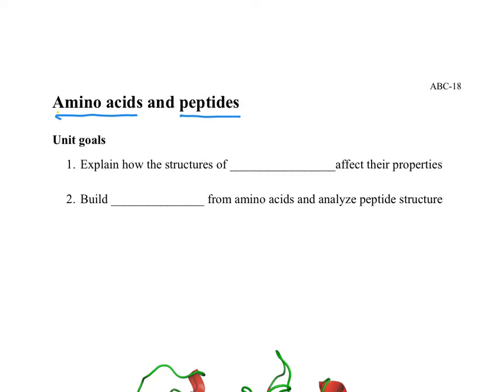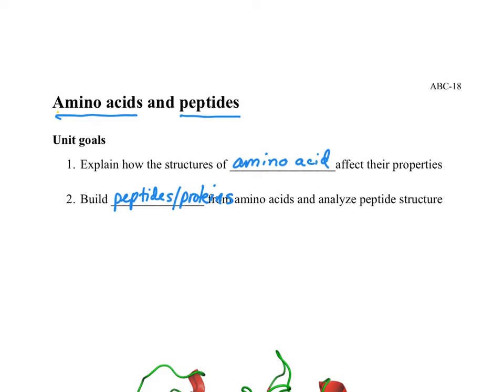Explain how the structures of amino acids affect their properties. We have to learn about what the structure is like first, then we can talk about the properties. And once we've learned the amino acids, there's 20 of them, then we're going to build peptides, that is peptides/proteins, from those amino acids, and analyze the overall protein or peptide structure.